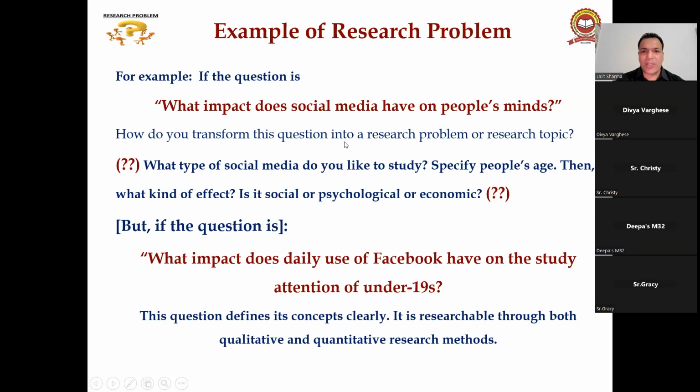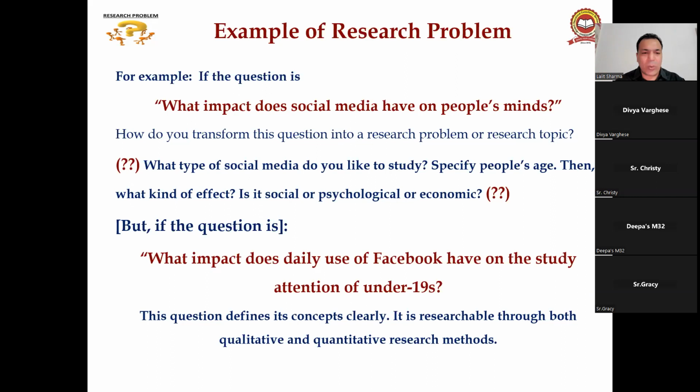How do you transform this question into a research problem or a research topic? What type of social media do you like to study? Here it is written, "What impact does social media..." What type of media? Twitter, YouTube, LinkedIn, Facebook, Instagram. You didn't define it. And specify the people's age. Here you have written, what impact does social media have on people's mind? You never defined whether it is kids, adolescents, or adults.